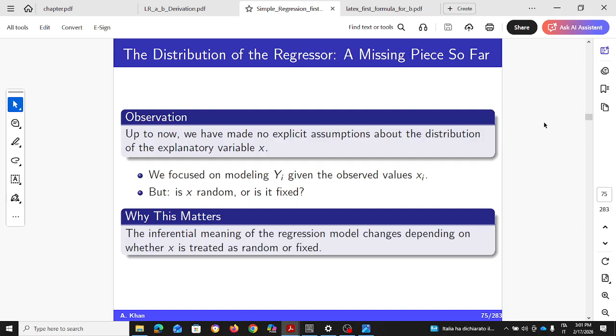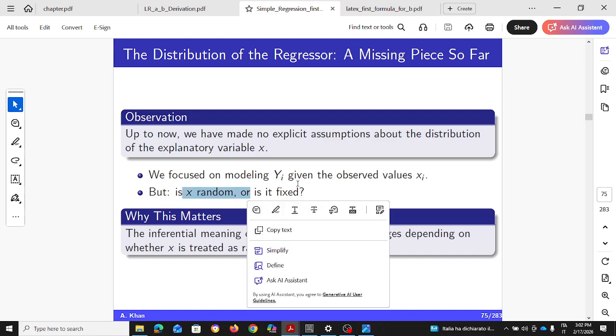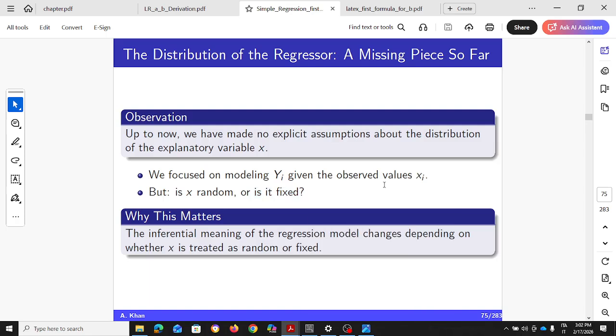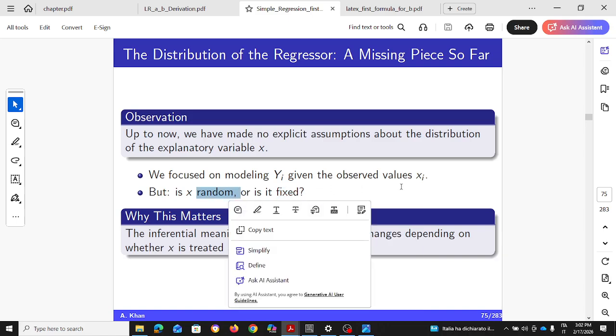Now, till now we have no explicit assumptions about the distribution of the explanatory variable x. Before, we were just focusing on the model yi, what is our output, given that the observed value is xi. But what about xi? Is xi a random variable? Is it a fixed value? Till now we said it's fixed, a constant value. And why does this matter? Because the meaning of our regression changes if we take this x value as fixed or if we choose this value to be random.